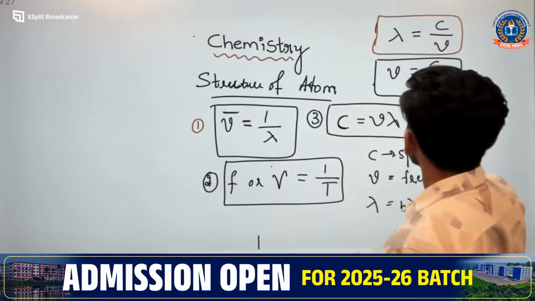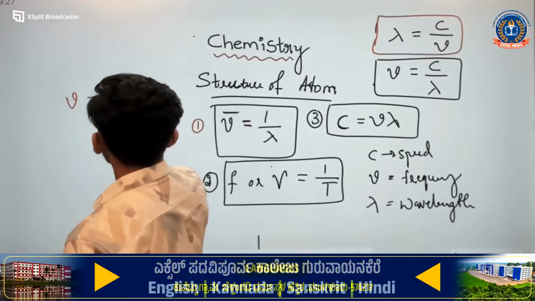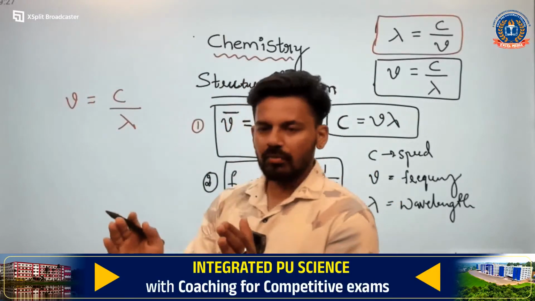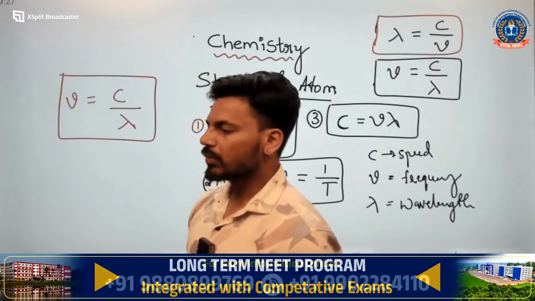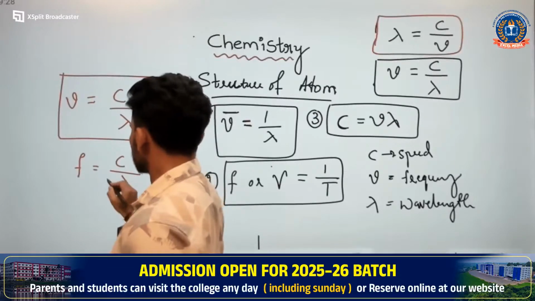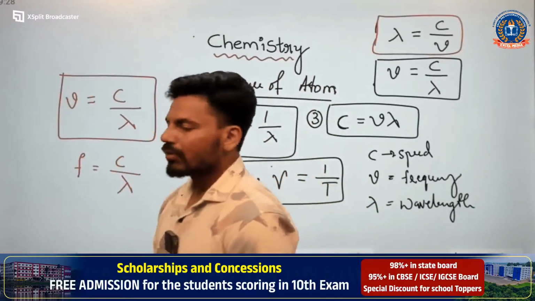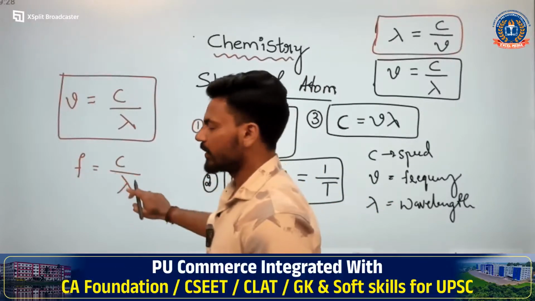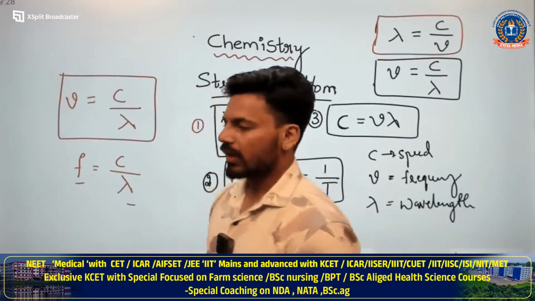Now, let us take this. Nu is equal to C by lambda. Yes, correct. So the same one formula we are just writing this way and that way. So in this formula, what is this nu? Nu is nothing but frequency, or I can also write f is equal to C by lambda. Instead of nu I can also put f. So seeing this, you can tell how frequency and wavelength are related to each other. How are frequency and wavelength related to each other, my dear students?